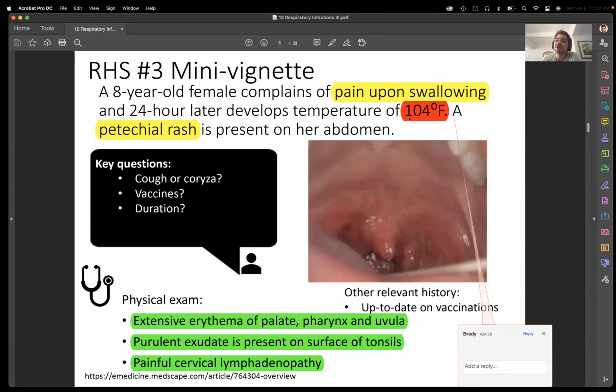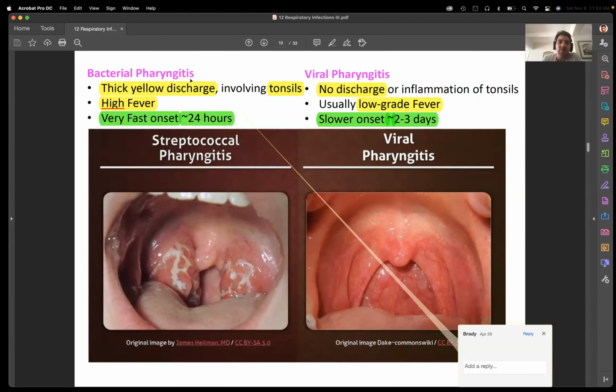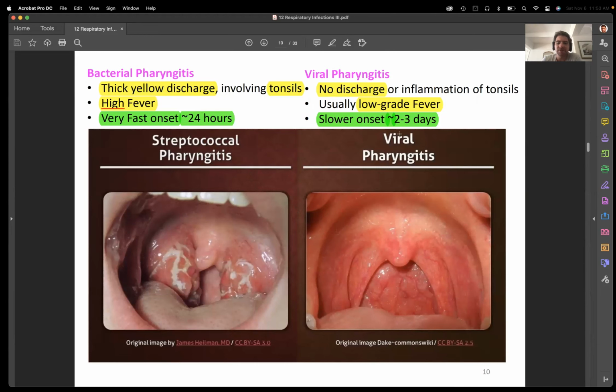Look at this high fever. Here's another differential. Typically, viral infections give you a low-grade fever. Bacterial infections, you'll get these high-grade fevers like 104. So that's another way to differentiate other than the time frame. Now, when it comes to pharyngitis, bacterial infections have a fast onset, whereas viral ones have a slower onset. So it's a little bit different there when you think of it.